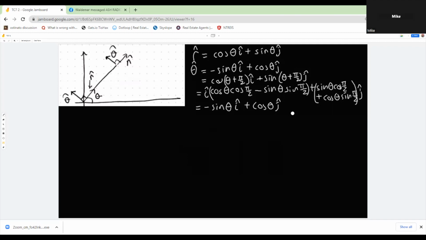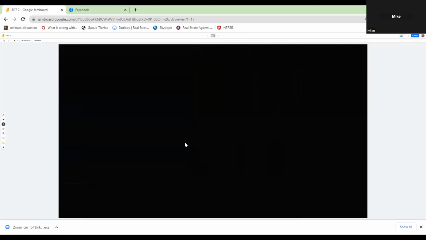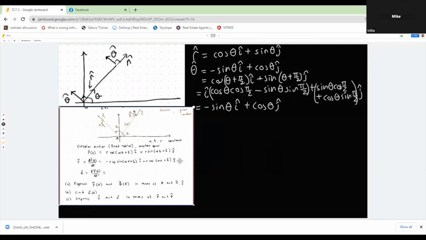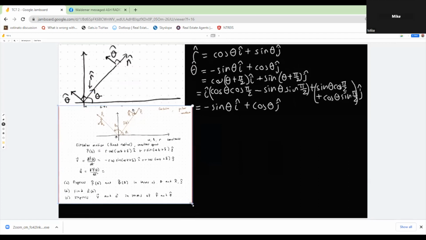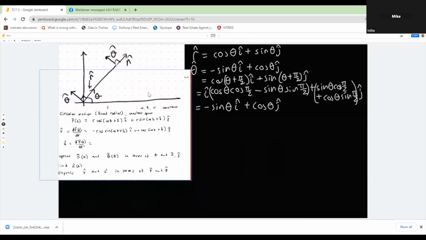Ngayon, balik tayo dun sa expression sa uniform circular motion. R of t. So sa baba. So do it from scratch. So R of t is equal to R cosine of omega t plus delta.